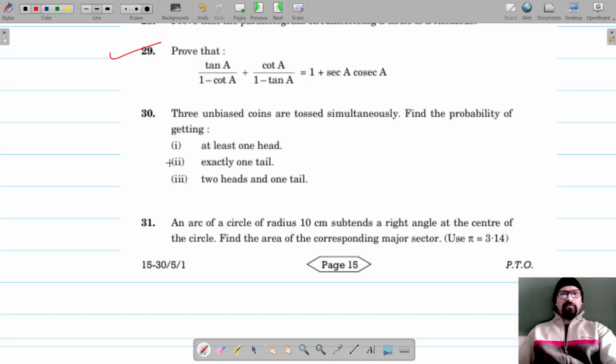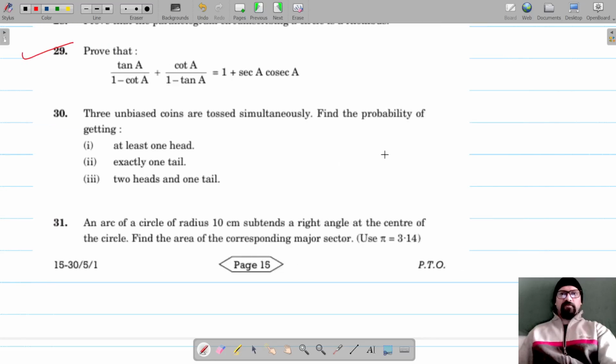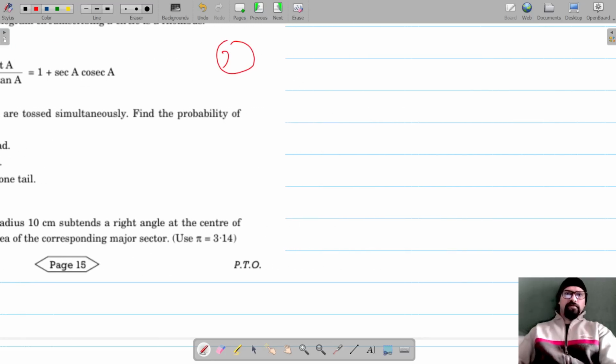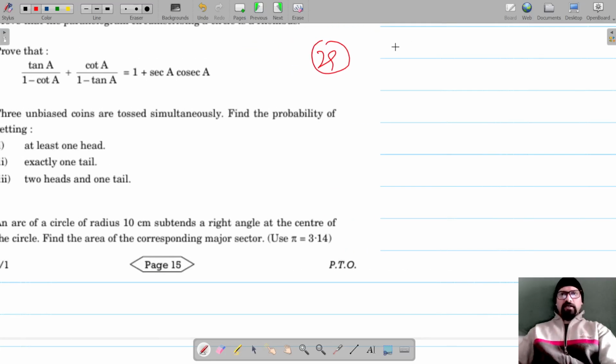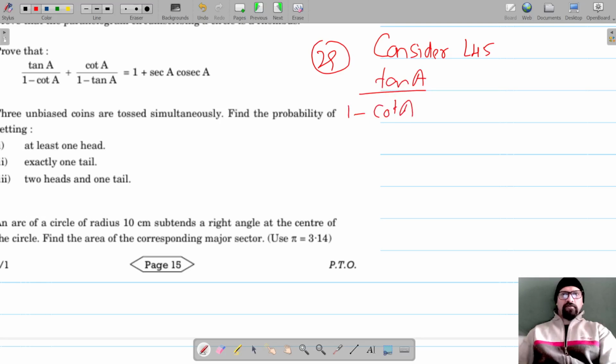Moving on to the next question, that is question number 29. For question number 29, we have to prove that tan A upon 1 minus cot A plus cot A upon 1 minus tan A is equal to 1 plus secant A into cosecant A. So this is question number 29, and let's consider LHS. So LHS is tan A upon 1 minus cot A plus cot A upon 1 minus tan A.